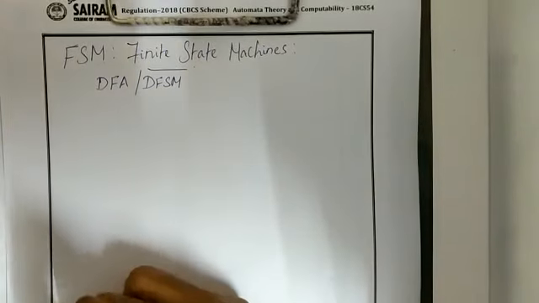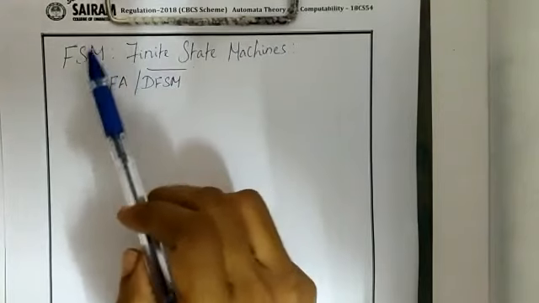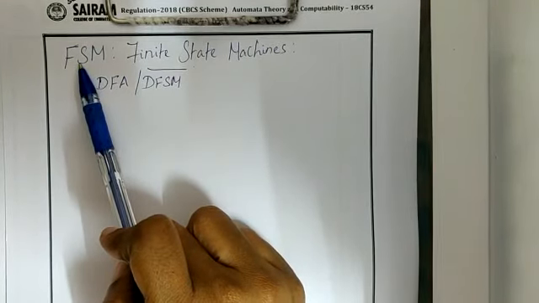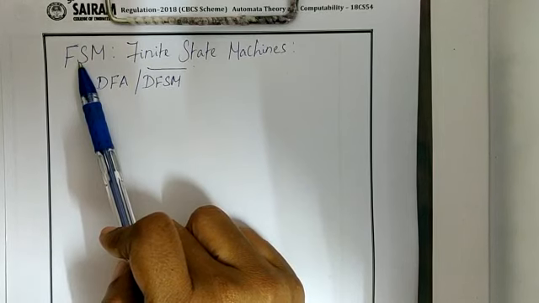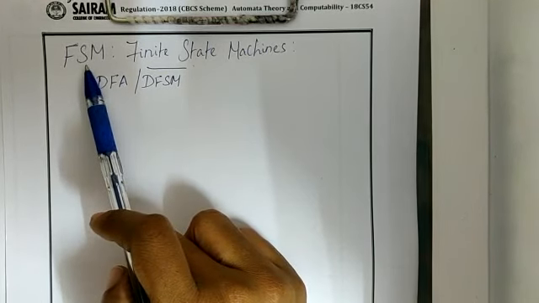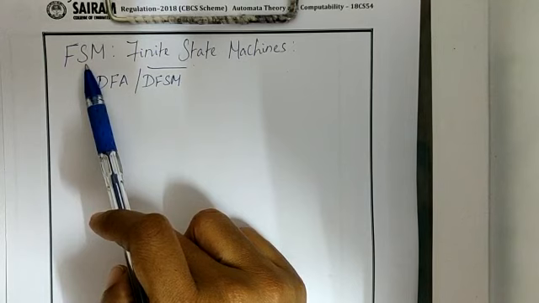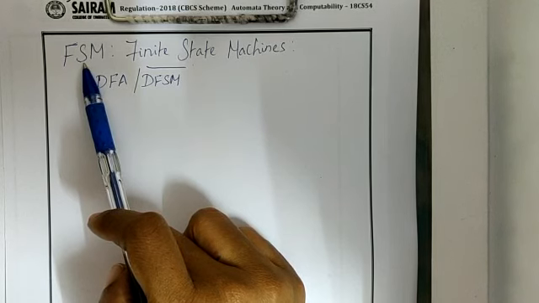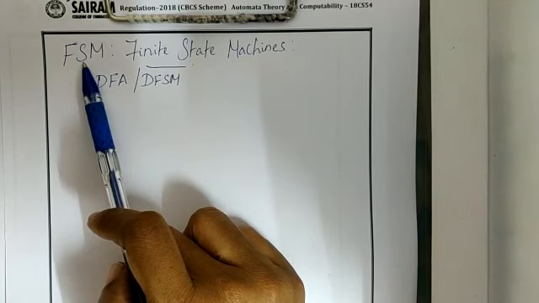Hi students, in this video we'll be seeing designing FSM, how to design a finite state machine. You all know there are three types of finite state machine: DFSM, NFSM and epsilon NFSM. DFSM is deterministic finite state machines. NFSM is non-deterministic finite state machines, and the third type is non-deterministic finite state machines with epsilon transitions.